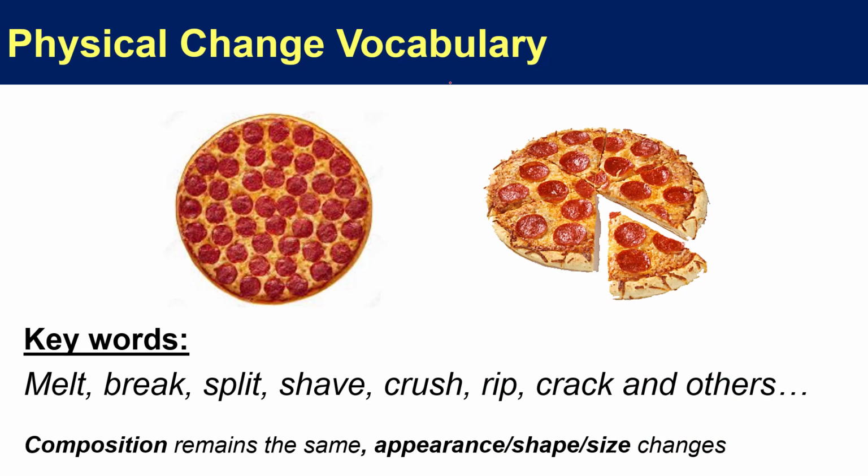When asked questions about physical changes, there are often some key vocabulary words that you may see that indicate a physical change has occurred. Melting, breaking, splitting, shaving, crushing, ripping, cracking, all kinds of stuff like that indicate a physical change where we are simply changing the shape or the size or the appearance of something, but not changing its composition.